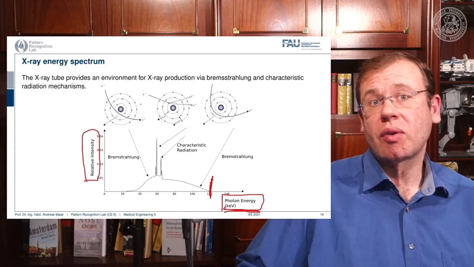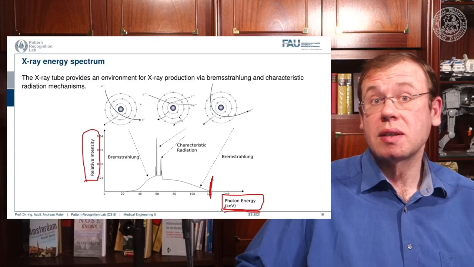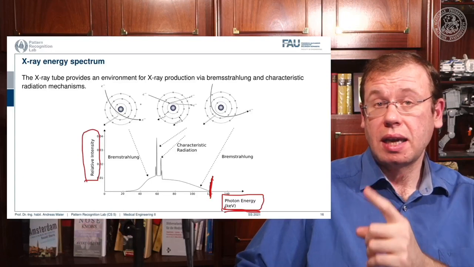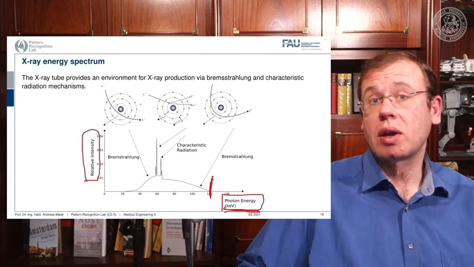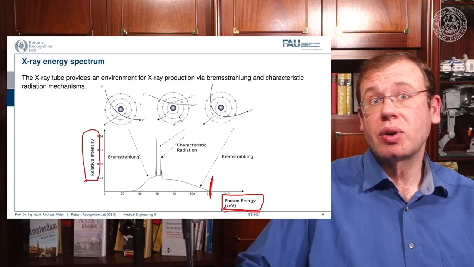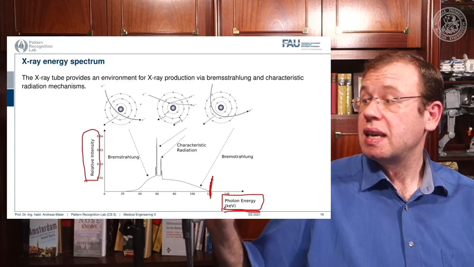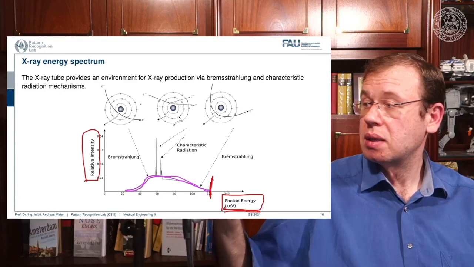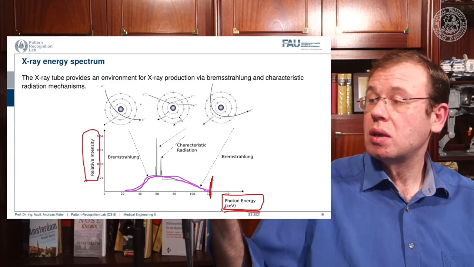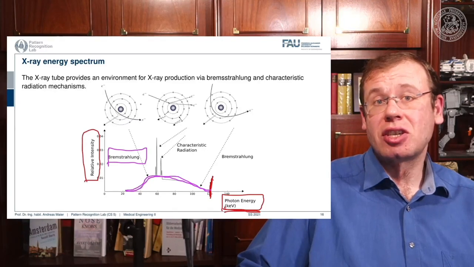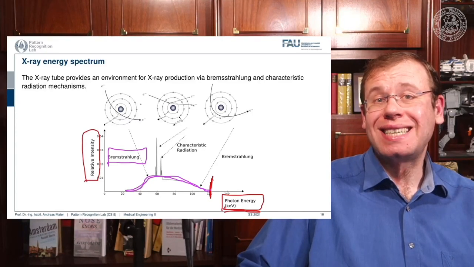So if I accelerate with 120 kilovolts and I have one electron, the entire energy can be converted into a single X-ray, and that would be an X-ray with 120 kiloelectron volts. Now you can see here that this actually doesn't appear that frequently. What actually happens is that you have a whole kind of spectrum. So you see that we have this white body here that I'm indicating here in purple, and this is called Bremsstrahlung. So this is the radiation that is generated when the electrons get decelerated.